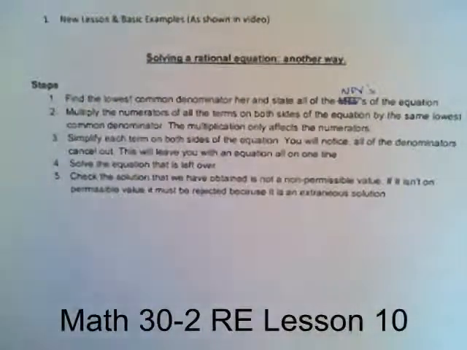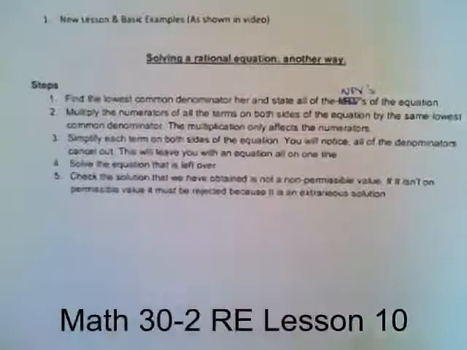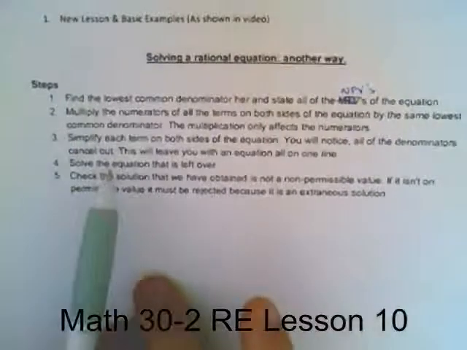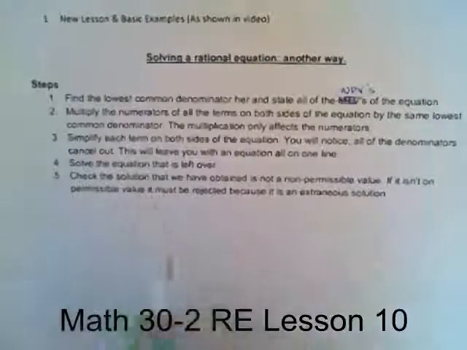Now what ends up happening is if you use the lowest common denominator, multiply both sides, you will notice that all of the denominators cancel out. So this is like your mystical magical. The denominators disappear. And we're kind of doing that with mystical magical anyway. That's what's going on here. Once all the denominators are gone, I solve what's left and I check it against the NPVs.